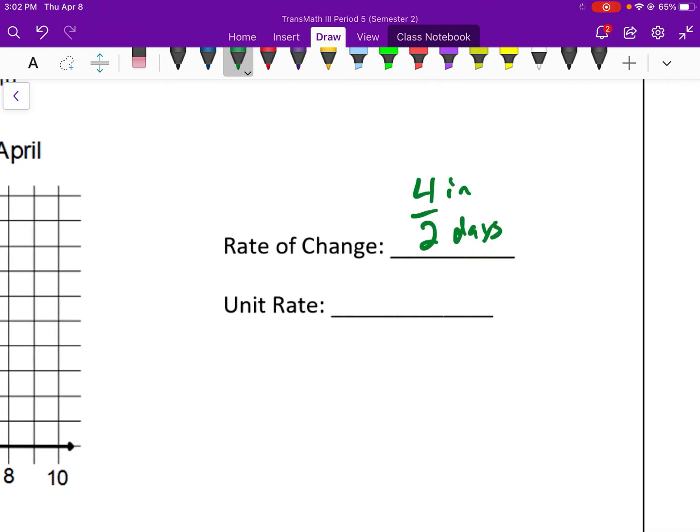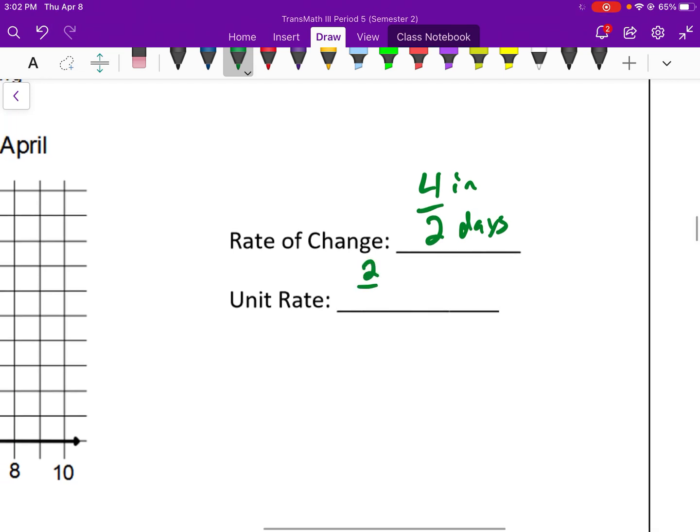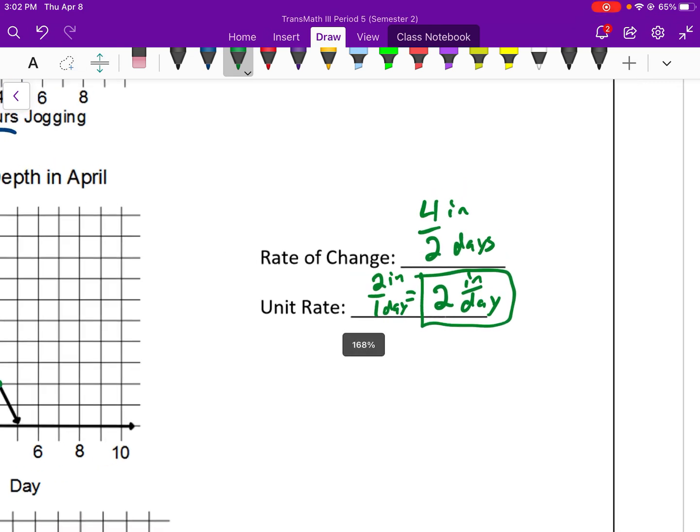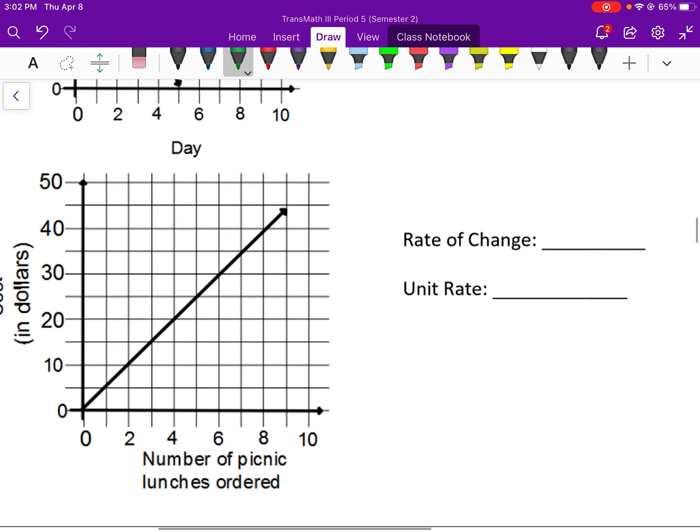In order to be the unit rate, again, we need to have that denominator of 1. So I'm going to have to divide both top and bottom by 2 in this case. Okay, and if I was to do that, 4 divided by 2 gives me 2, and then 2 divided by 2 is 1, which is going to be 2 inches per day. Okay, 2 inches for 1 day. That is our unit rate for the snowfall, or snow depth, I should say.